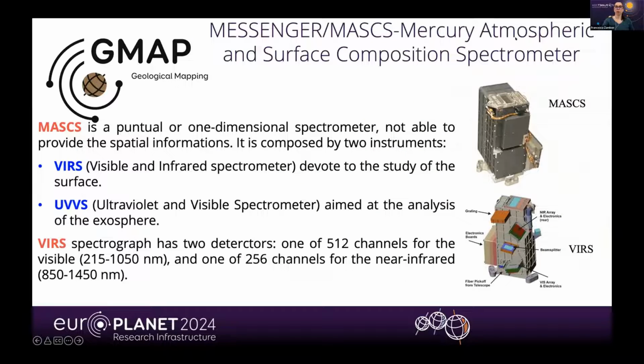MESSENGER had on board a spectrometer, MASCS, the Mercury Atmospheric and Surface Composition Spectrometer. This instrument was divided in two. We had an ultraviolet and visible spectrometer that was more focused on the exosphere analysis, and the visible and infrared spectrometer, which was devoted to the study of the surface.